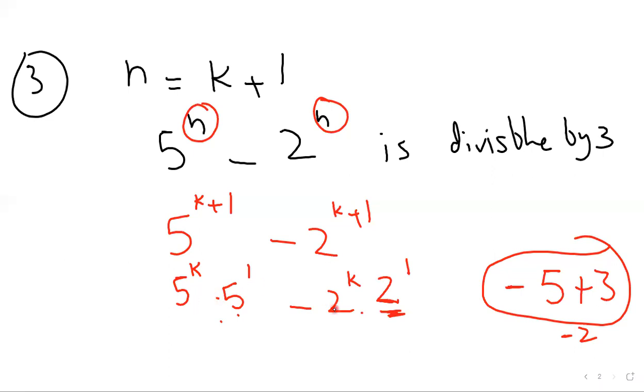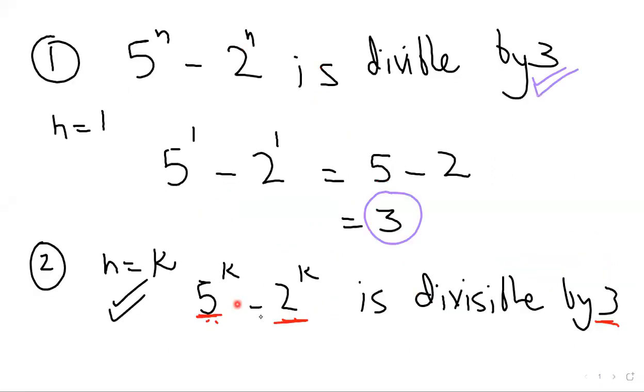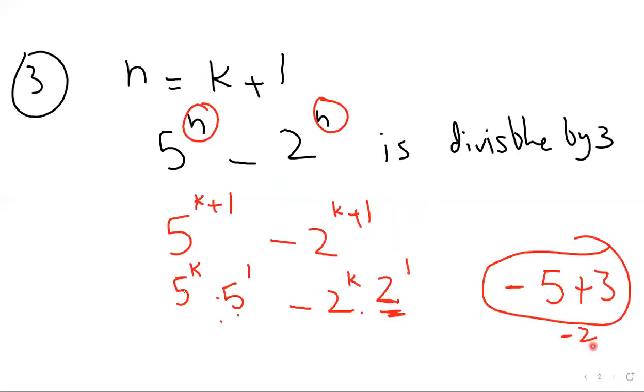If we want to make it like this, the common 5 should be in both. The 5 is here, so the 5 should also be here. But it is 2 here, so we cannot take it common. We cannot make it like the previous board that I have shown you. But with the help of this idea, we need 5 and it is 2 here. So what we can do: minus 5 plus 3 is minus 2. It means that we can split this 2 into minus 5 plus 3.